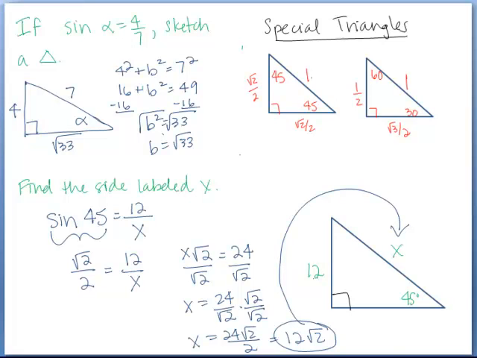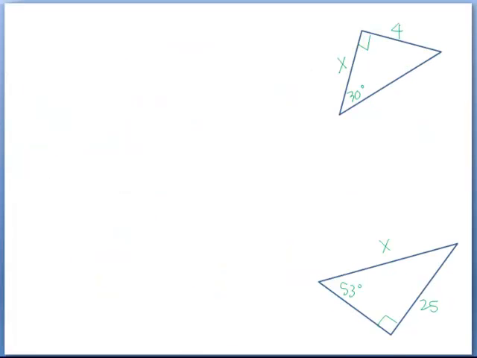Okay, so let's do a couple more to get a little bit more practice here. Let's look at this triangle. We know that this is 30 degrees. We know that this side length is 4, and we're looking for this side length. So do you see that this is opposite and adjacent? If we set up a trig ratio, the opposite over adjacent trig ratio is tangent. If we set up tangent 30 equals 4 over x, can we use our special triangles again?